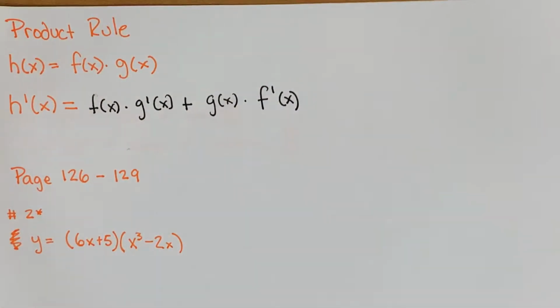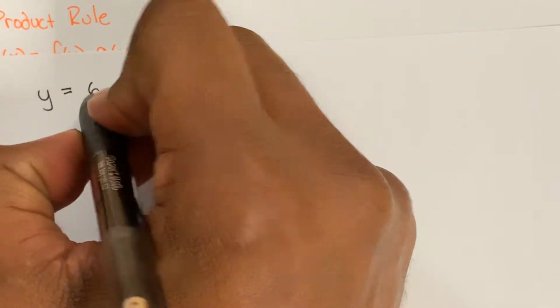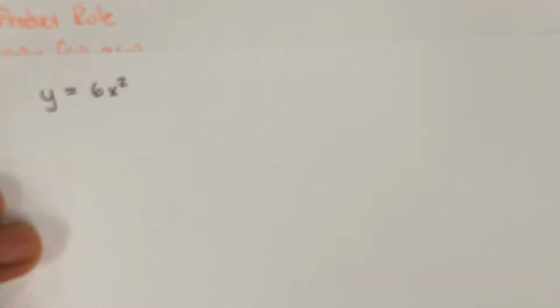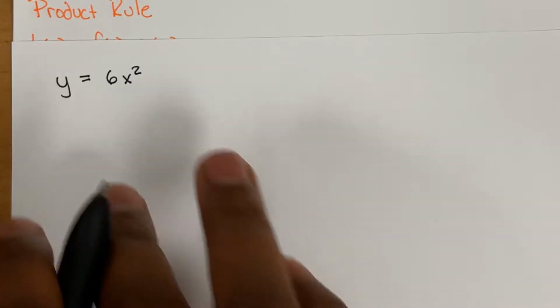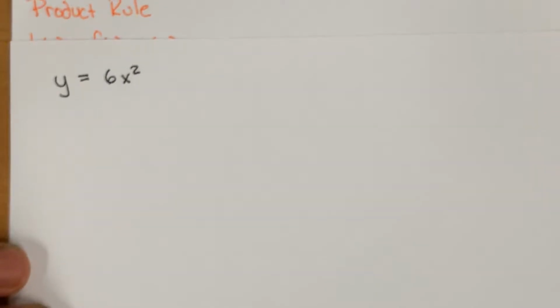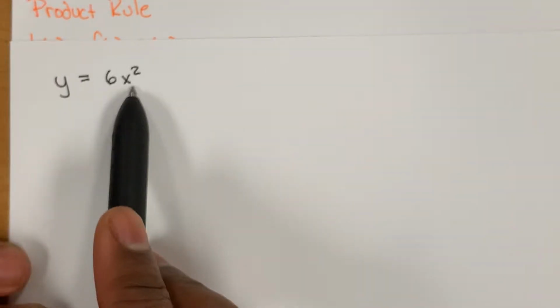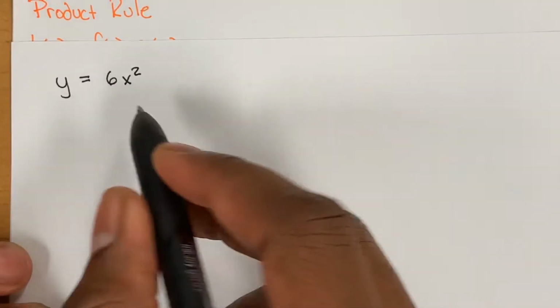So let's talk about functions that we don't need to use the product rule for. A common misconception is if we have a function like y equals 6x squared. A lot of students do the product rule unnecessarily. For this, as long as you don't say times when you read out the function, it probably does not require the product rule. We wouldn't say this is 6 times x squared, because even though it is 6 times x squared, it's really just 6x squared.